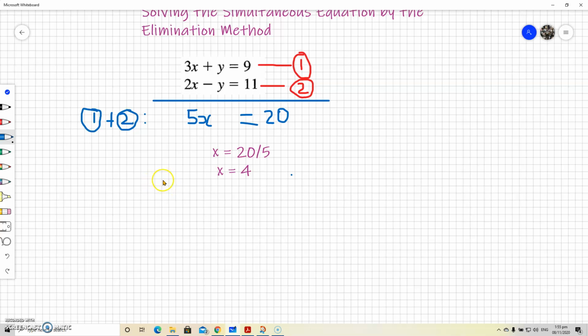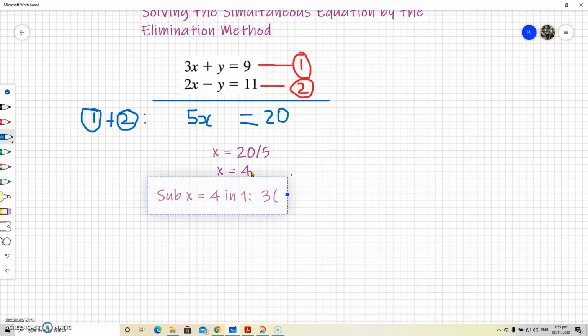Alright, so if I take x equal to 4 and substitute in equation 1, then I get back the value of y. So wherever I see x, I'm going to replace it with the value of 4. This is what I mean by saying to substitute. So substitute x equals 4 into equation 1. Let's see what you get.